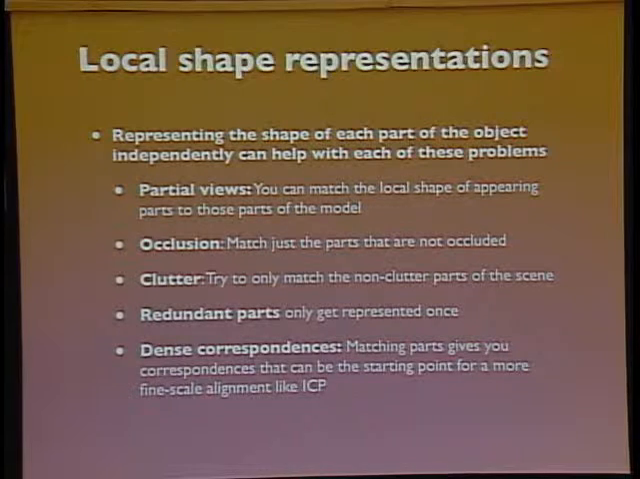Now, to get dense correspondences, what you can do is match local shape representations in the scene to local shape representations in your object model in your database. And what that will do is tell you that this local shape representation matches with this one, aka this part of the scene corresponds to this part of the object. And in that sense, you can get local correspondences between parts of one surface and parts of the other. Does this make sense? Okay.